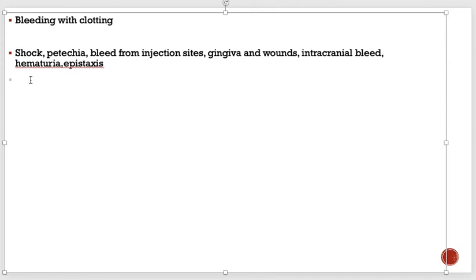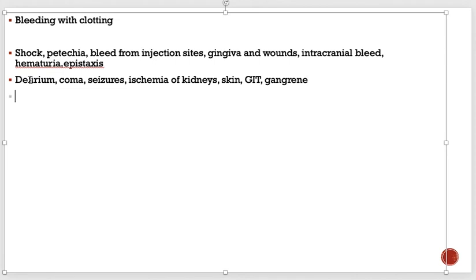And what will happen when the patient has small clot formation all over the body? The first and most important thing to remember is the neurological infarcts. Infarcts in the brain can lead to delirium, coma, seizures. There could be ischemia of any structure, like ischemia of the kidneys, the skin, the GIT. Whenever a clot is formed, it will go and block the blood supply of any tissue, and there will be ischemia, there can be gangrene of the tissue. So these are the clotting features, and these are the bleeding features.